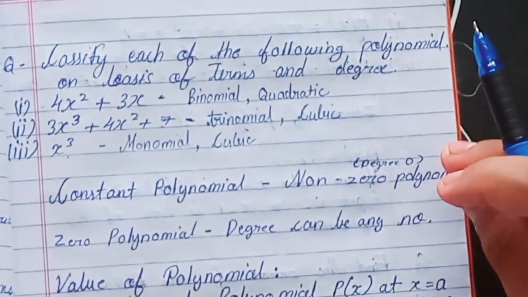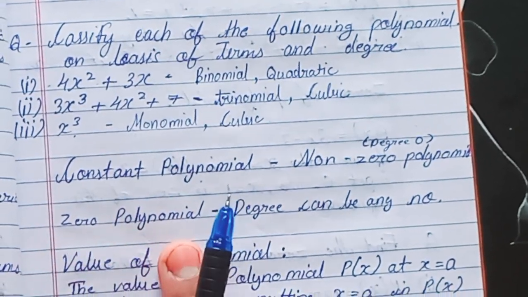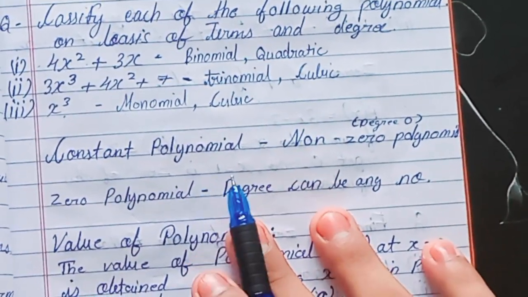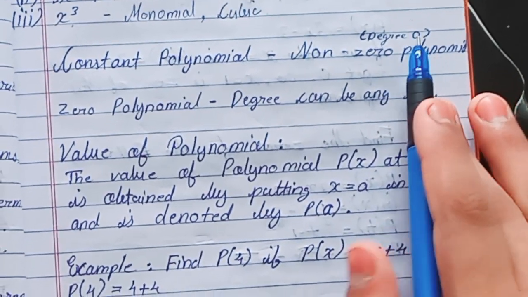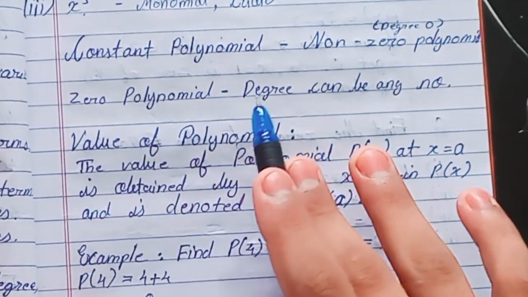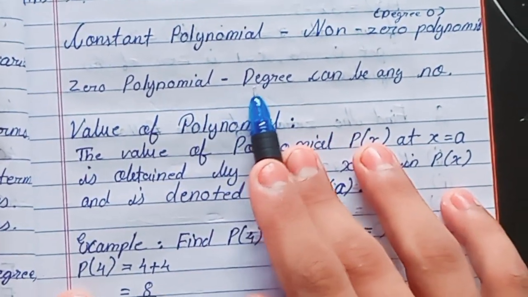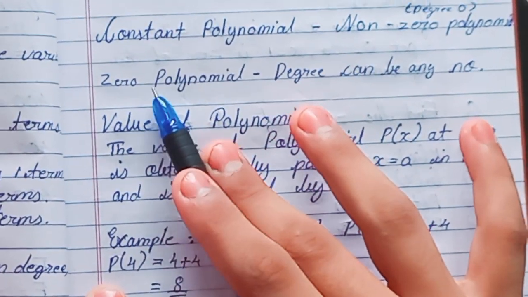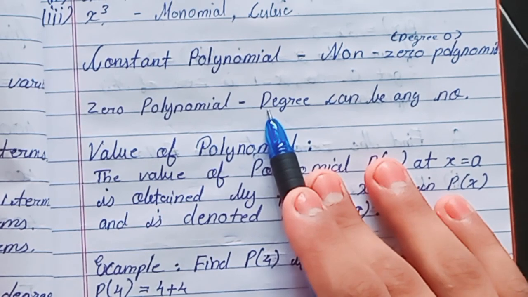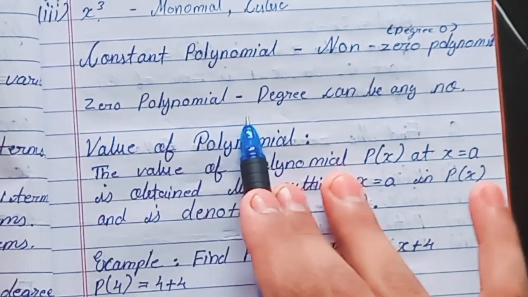So our next topic is constant polynomial and zero polynomial. What are constant polynomials? Constant polynomials are non-zero polynomials with their degree as 0. What are zero polynomials? Zero polynomial's degree can be any number. So an expression which can contain degree as any number is known as zero polynomial.